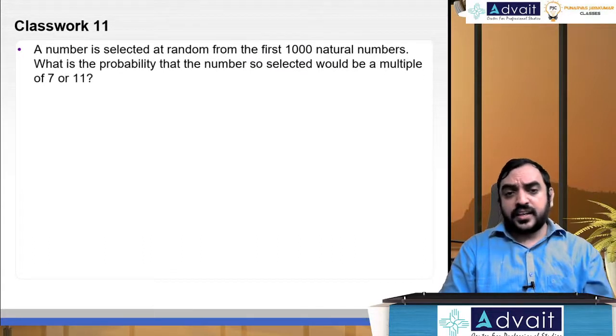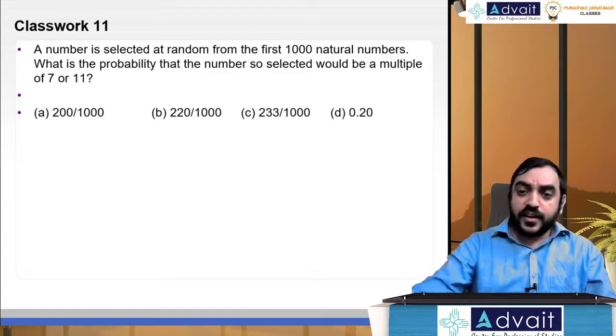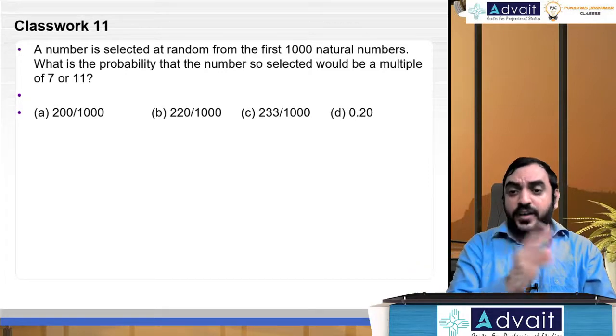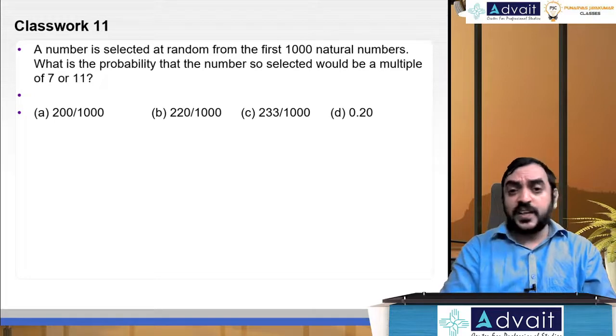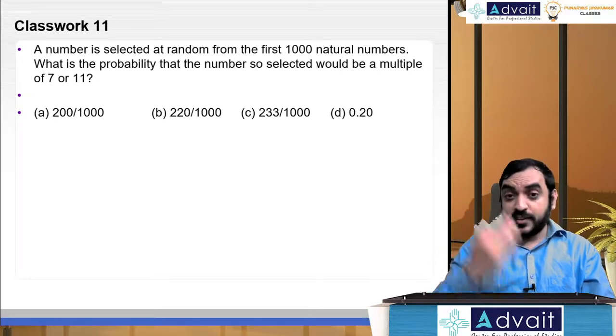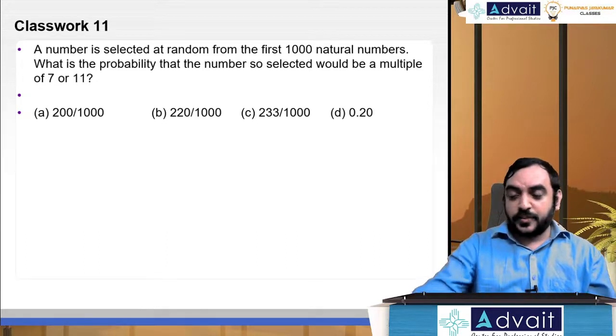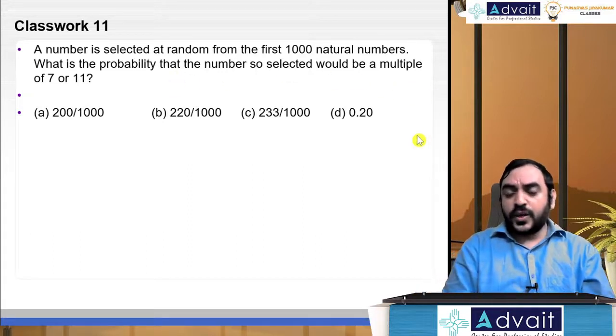A number is selected at random from the first 1000 natural numbers. What is the probability that the number so selected would be a multiple of 7 or 11? A problem like this, a different number of course, but very similar to this, we had done in illustrations, maybe a session or two back. I hope you don't believe in first in first outs. So please try it.